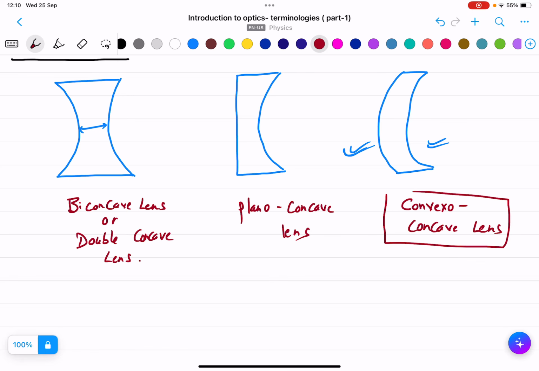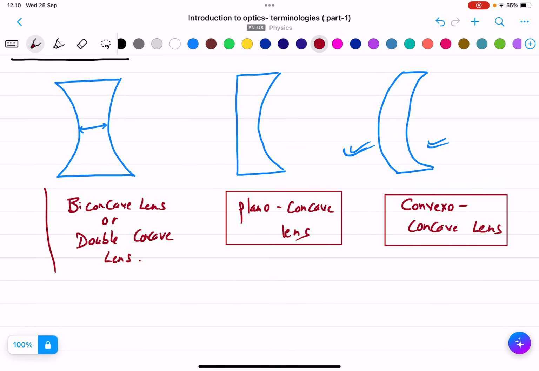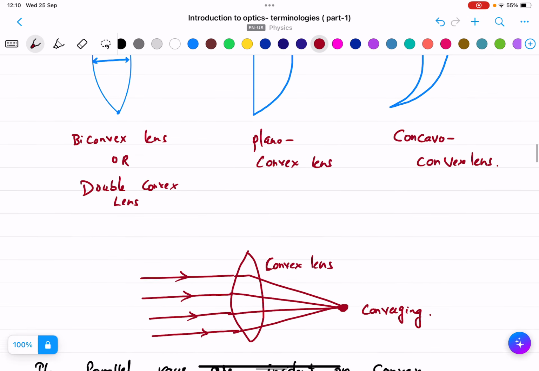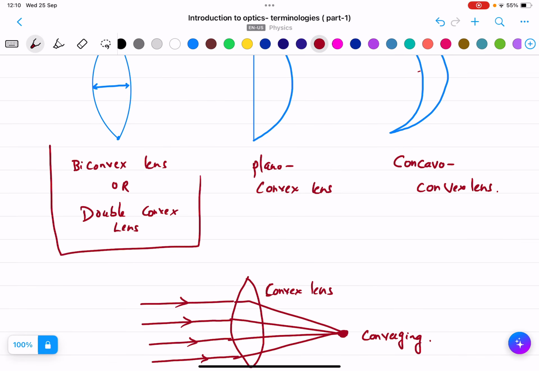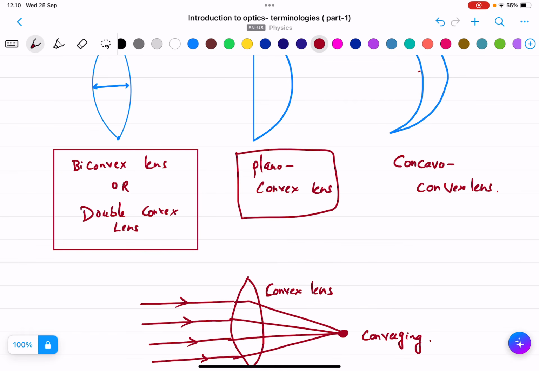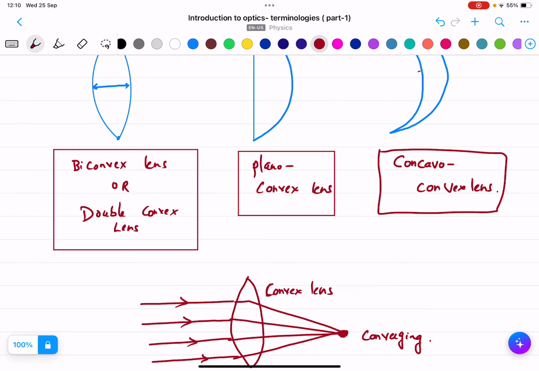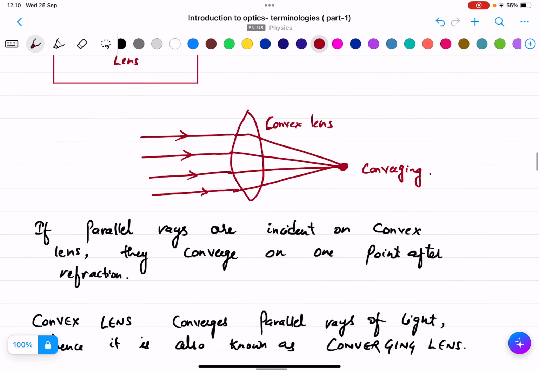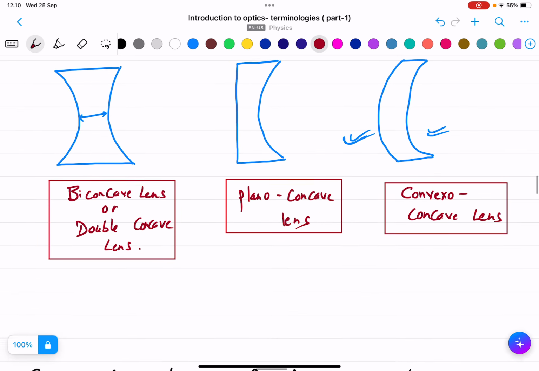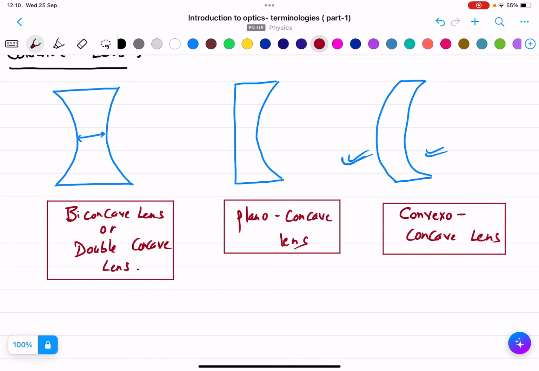What is convexo concave, plano concave lens, and next one is biconcave or double concave lens. And here biconvex lens, double convex lens, plano convex lens, and concavo convex lens. So these are the classifications of all the concave and convex lens.